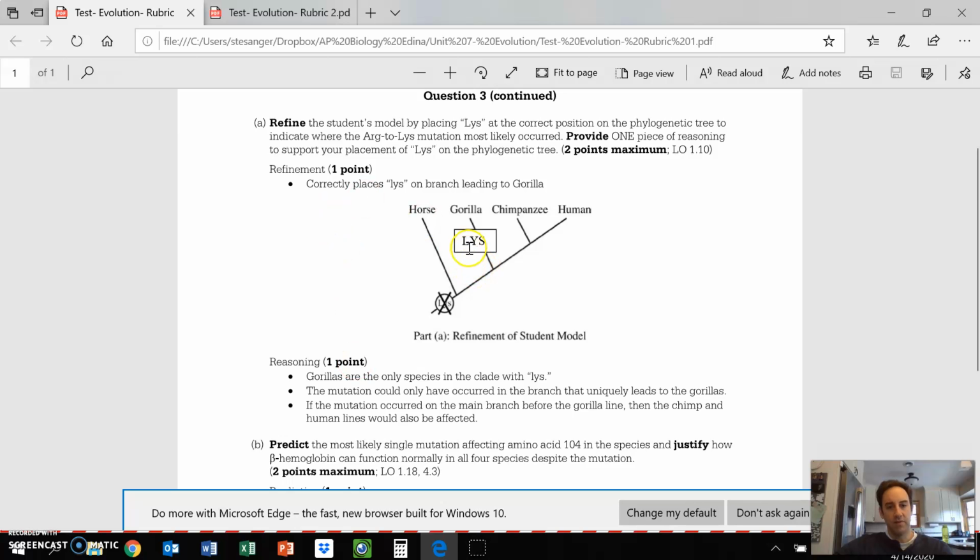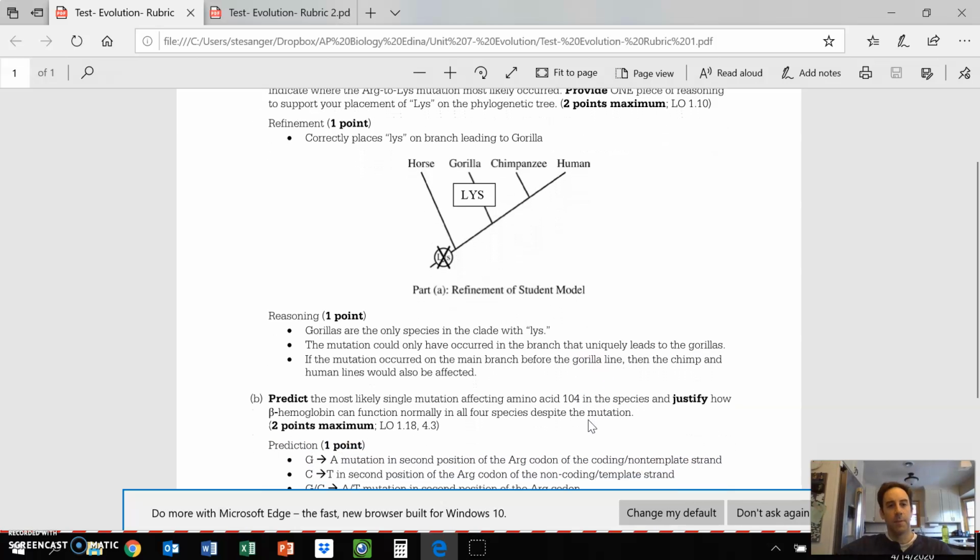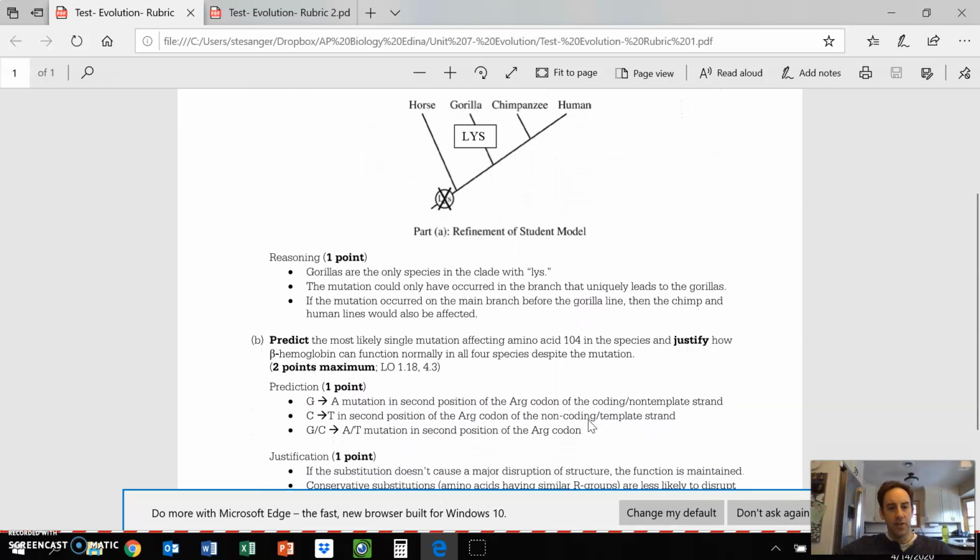So that was 1 point for identifying that. I think it was position 2 on your test, the way we had to format that. The reasoning: gorillas are the only species with that amino acid. The mutation could only have occurred in the branch that uniquely leads to gorillas. If the mutation occurred on the main branch before the gorilla line, chimp and human lines would also be affected. Most people got that and did a good job.